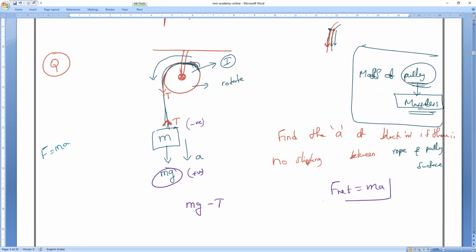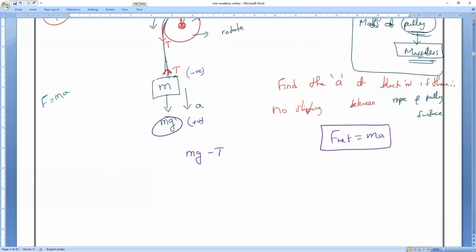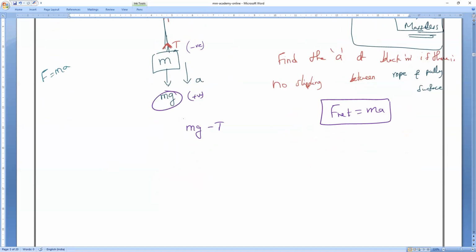We have studied this in the first chapter, second chapter, third chapter, everywhere: F net is equal to ma. So what is F net? mg minus tension is equal to mass into acceleration. Are you clear, everybody? All of you understanding? So let us keep this equation for some time. We just have to remember it.